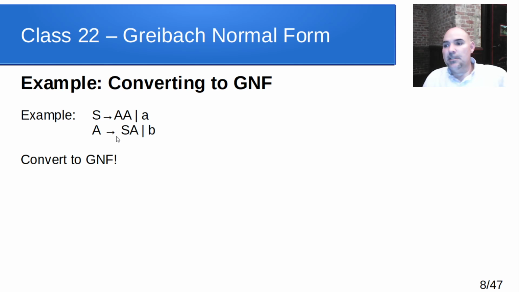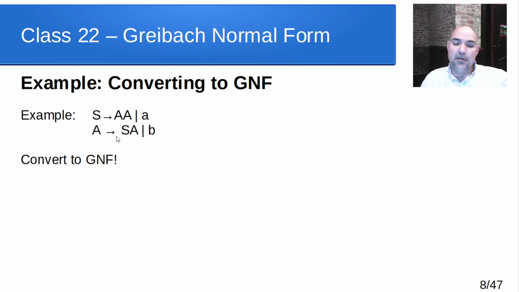All right, so here's my example grammar. It's relatively simple. We've got 4 productions. S produces AA, or S produces terminal a, and then A produces SA, and A produces b. So we've got just those 4 productions there.